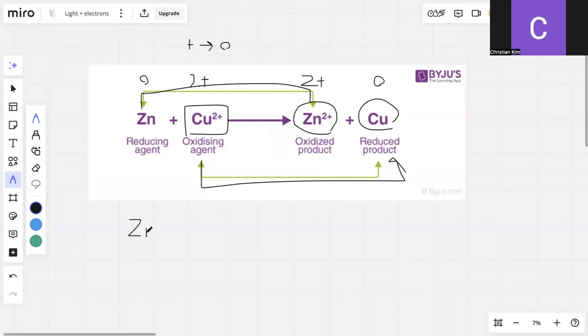we can do zinc goes into zinc 2 plus and 2 electrons, because that's the amount of electrons that zinc lost. And we know this because it becomes plus 2. From 0 to plus 2, it had to lose 2 electrons. And you could double check this because the charge of the zinc is 2 plus, while the charge of the electrons that we have is 2 negative. So 2 plus plus 2 negative is 0.